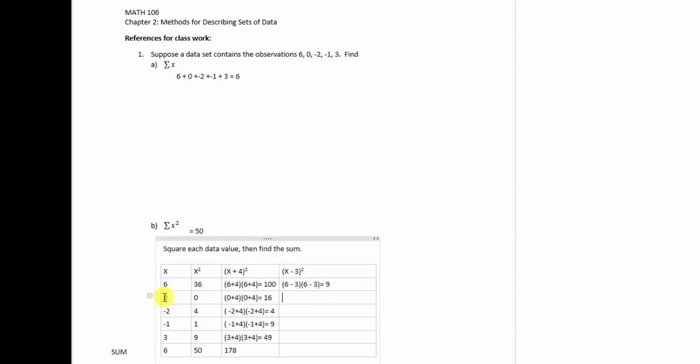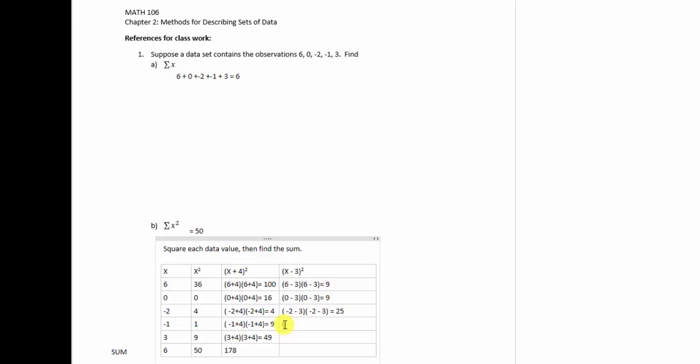The next observation or data value is 0. So I'm substituting 0 minus 3 times the quantity of 0 minus 3. So this time, negative 3 times another quantity of negative 3 will also make positive 9. Our next observation is negative 2. So negative 2 minus 3 multiplied by another negative 2 minus 3 quantity makes negative 5 times the quantity of negative 5, which would be 25.